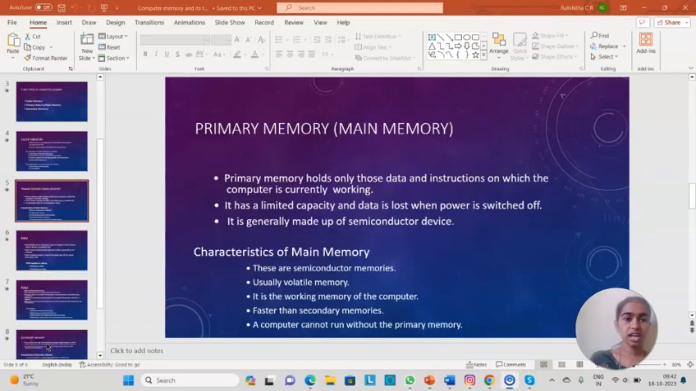Primary memory is directly accessible by the CPU. Primary memory is volatile. Accessing data from primary memory is faster. The computer has small primary memory. Primary memory is costlier than secondary memory.